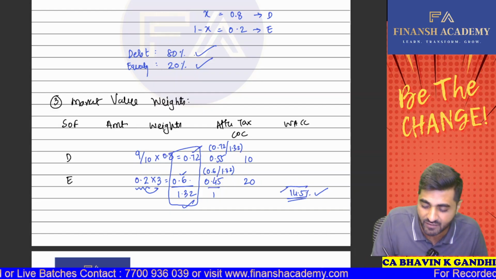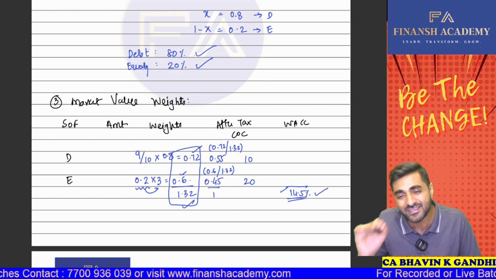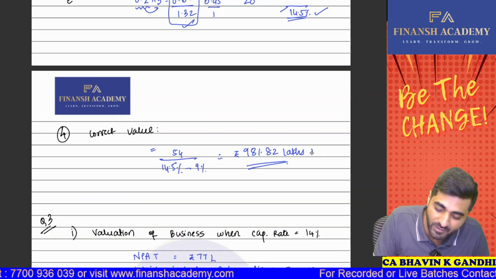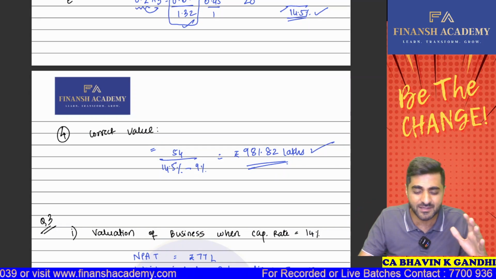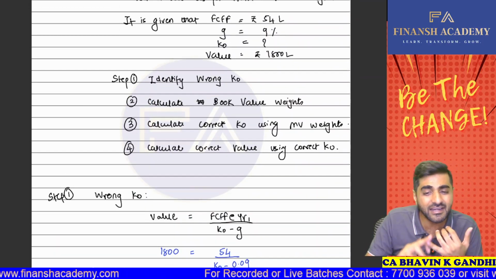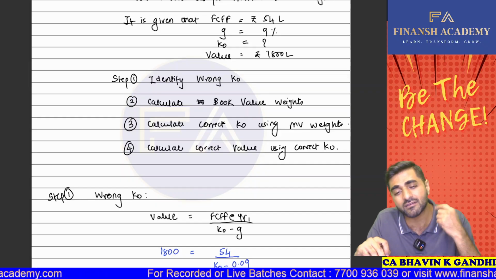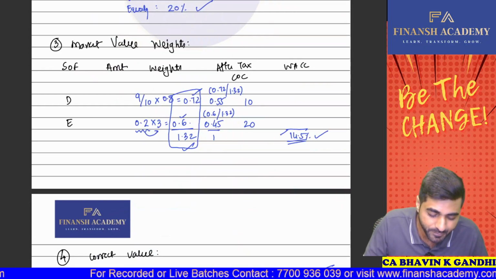After-tax cost of debt we have, so we have got 14.5%. Is this your correct KO? Yes, sir. Once we have this as the correct KO, we can apply it in the formula and eventually get the correct value of the company. So these are the simple steps you need to follow for valuation: identify the wrong KO, calculate the book value weights, calculate the correct value of KO using market value weights, and calculate the correct value using your KO. This is what we need to do.